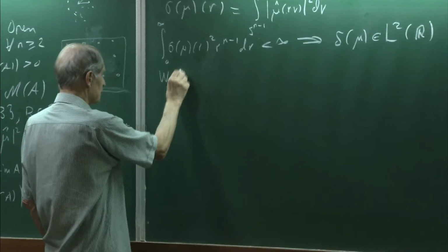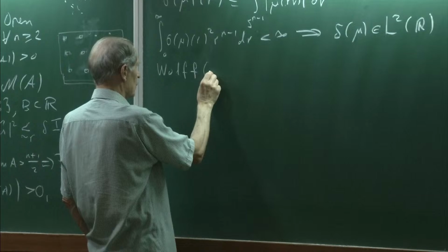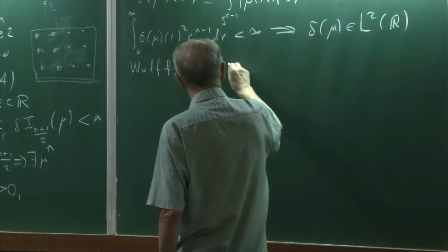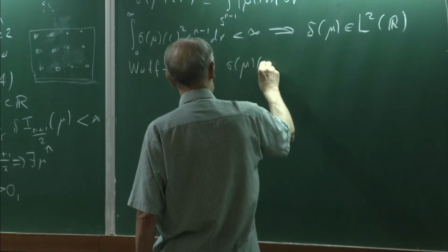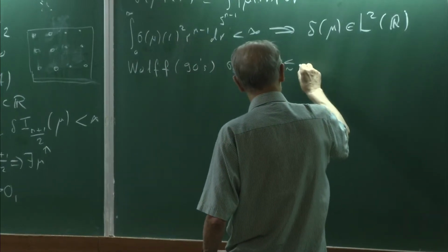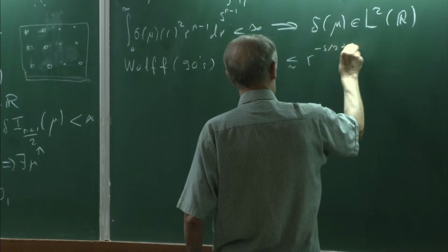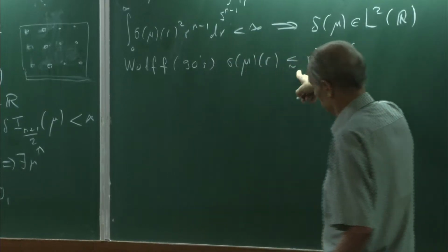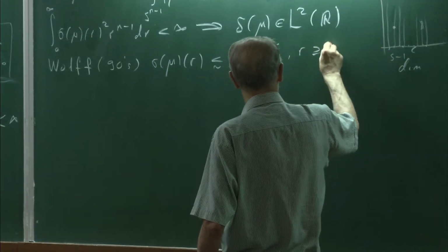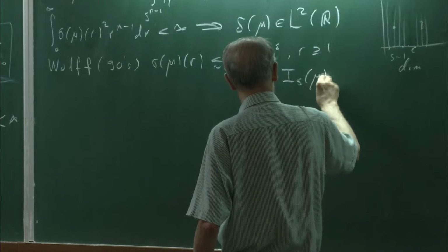Tom Wolff proved, I don't remember, somewhere in the 90s, that you get optimal estimates for sigma mu r up to some epsilon. So this is less than or equal to r to the power minus s over 2 plus epsilon, arbitrarily small epsilon, but then the implicit constant depends on epsilon. And you only need such an estimate for r bigger than or equal to 1 if S inertia of mu is finite.